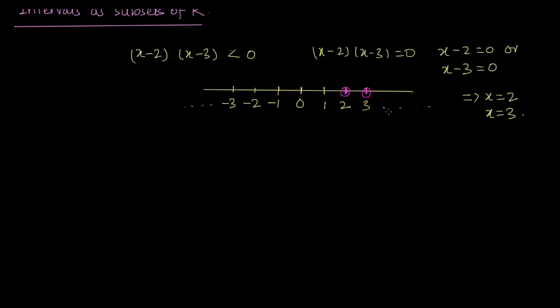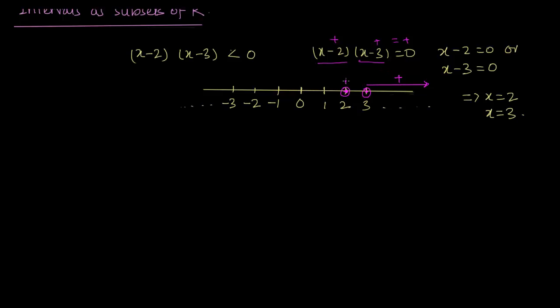Now if I am in this region greater than 3, what happens if x is greater than 3? Then x minus 2 is positive, and x minus 3 is also positive. So the product of two positives will give me a positive. So in this whole region, for all values of x greater than 3, it is positive.